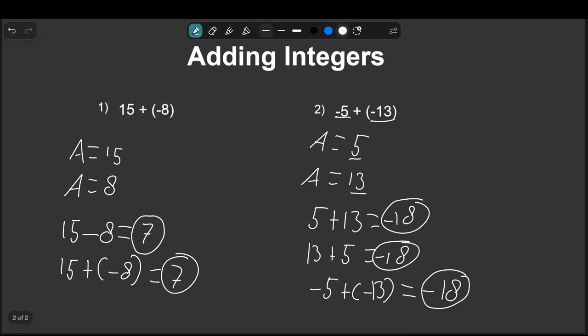And so, we went through our two examples on adding integers, positive and negative, and this was basically the video, guys. I hope you got a quick refresher of this one.